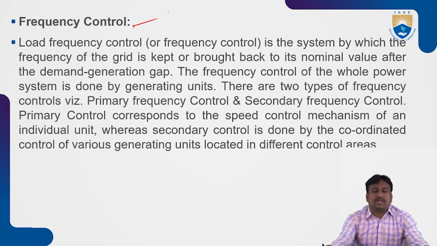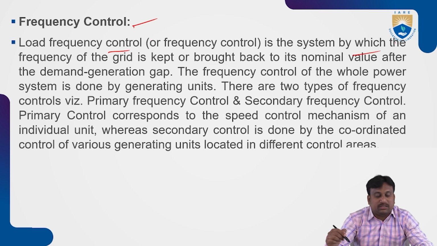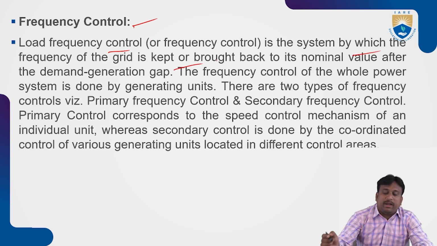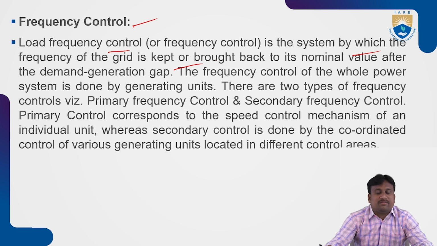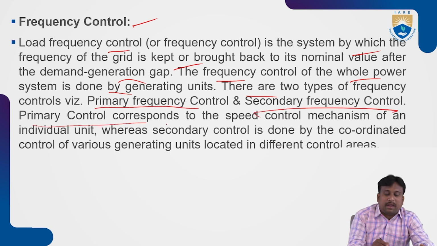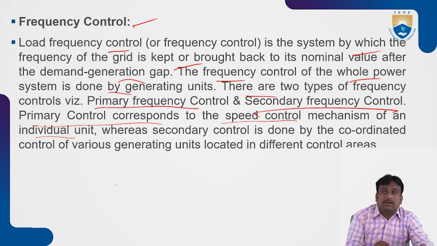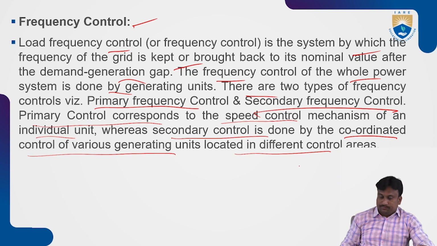So coming to frequency control operation, load frequency control or frequency control is the system by which the frequency of the grid is maintained or brought back to the normal value after a demand generation gap. So frequency control of the whole power system is done by generating units. That means there are usually two types of frequency control, primary frequency control and secondary frequency control. Primary control corresponds to the speed control mechanism of an individual unit, whereas secondary control is done by the coordinated control of various generating units located in different control areas.